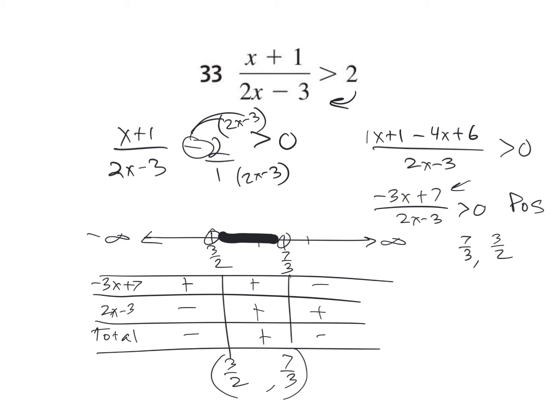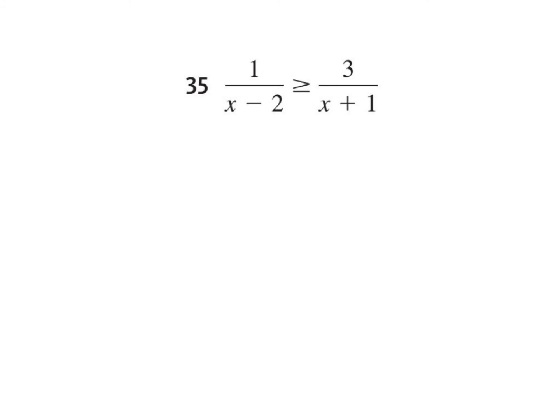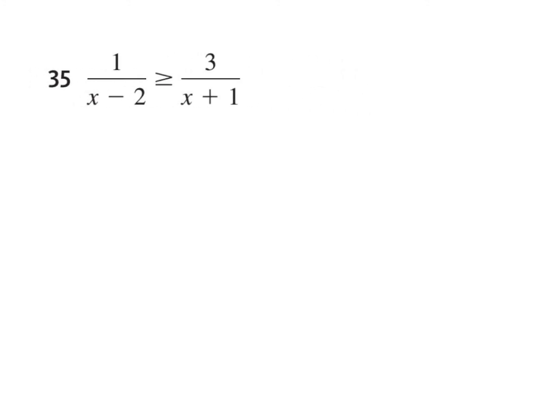Let's check our answer. All right, so let's go to 35. Okay. We can cross multiply. I think we should just move everything to one side and do it the long way to begin with, and then go from there. So let me move this over here. All right, so let's get everything on one side. That means we're going to subtract the whole term to the other side here. Greater than or equal to 0.